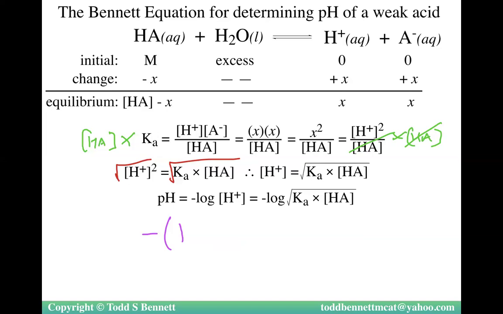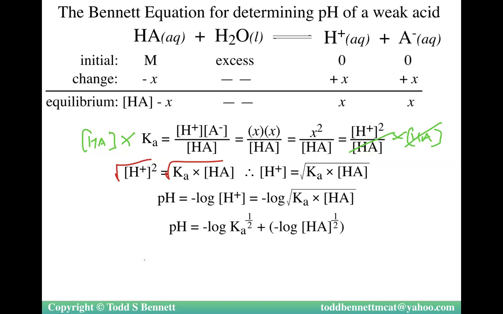Okay, so I did that, took negative log. Notice a couple things happen. The square root has gone away. Instead of the square root, I put a 1/2 power. So anything with 1/2 power equals the square root. So this is an exponent, and this is an exponent. And then I reintroduced the negative.